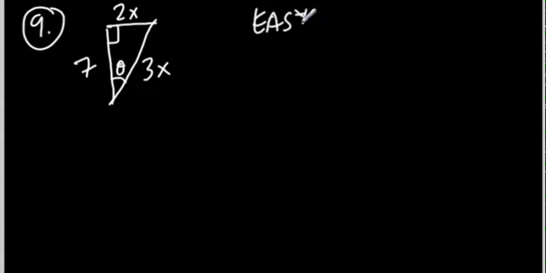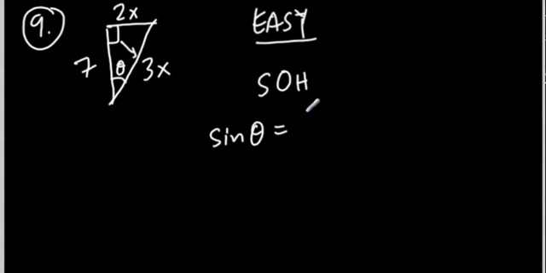So you might be tempted to think that, oh, I have to figure out what x is. But here's the thing. Imagine if we just use 2x and 3x, for example. So 2x would be opposite, right? 2x is right across from theta, and 3x is the hypotenuse because it is right across from the right angle, right? So we're going to use SOH. In other words, we're going to use sine. We have opposite and hypotenuse. So sine theta is equal to 2x over 3x.